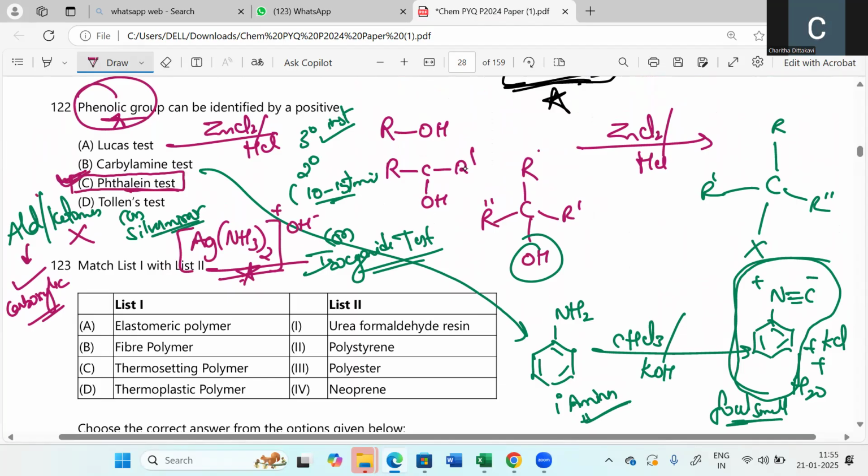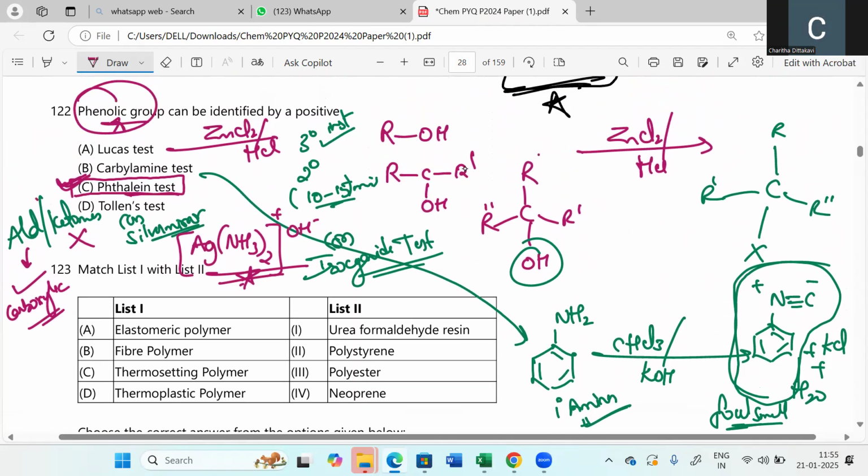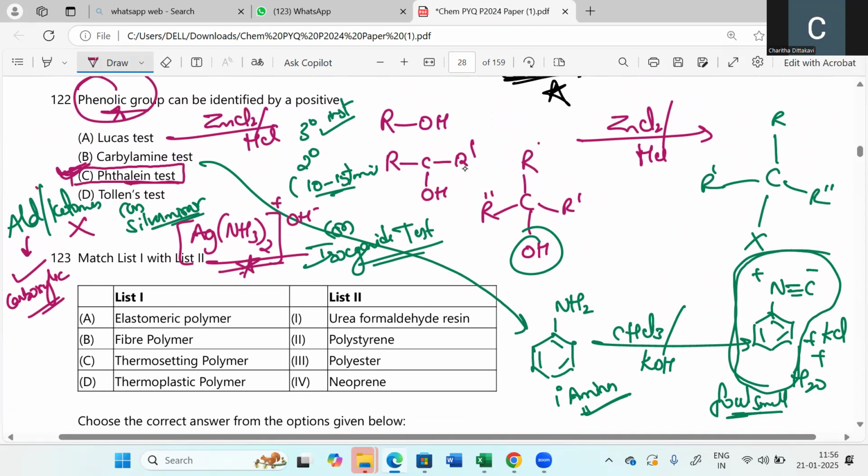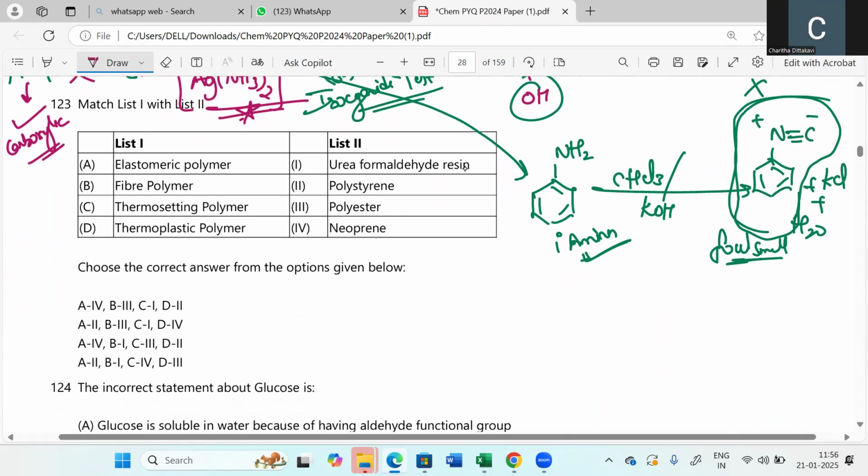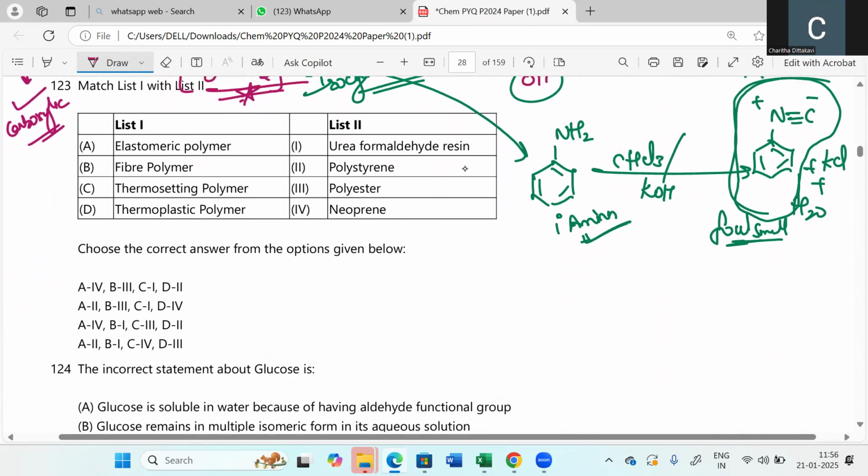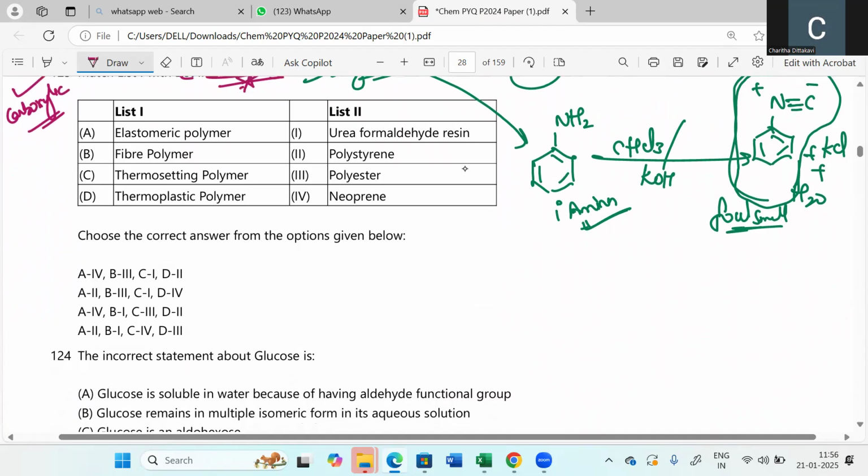So identification of the phenolic group is given by the phthalein test. Remember this. All right, next, moving up. We have already discussed the Lucas test, carbylamine test, and Tollens test also here. So please make a note of these things. Very short notes are definitely required. Next, 123.